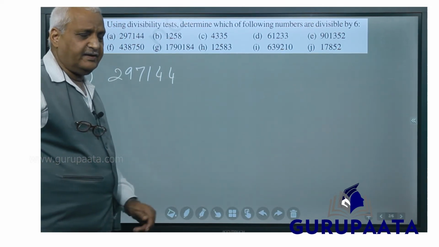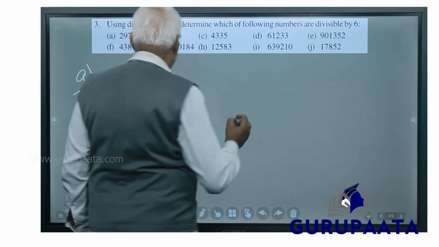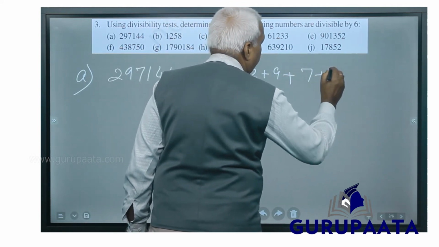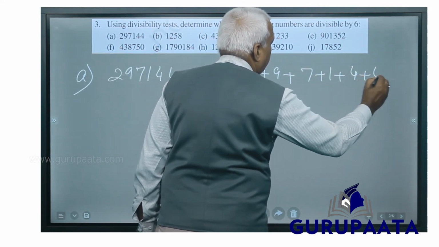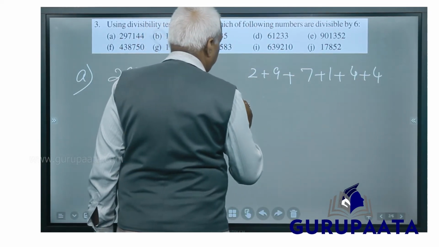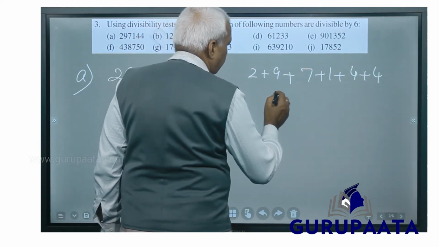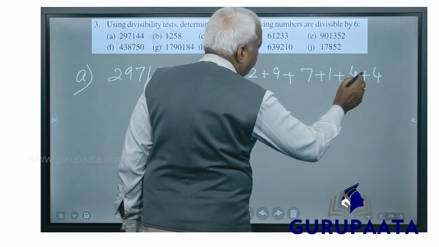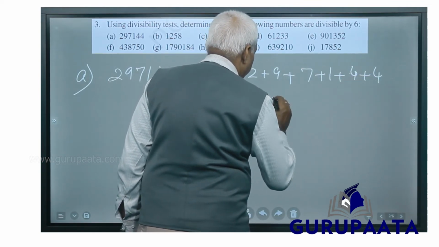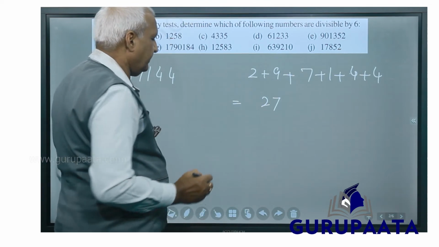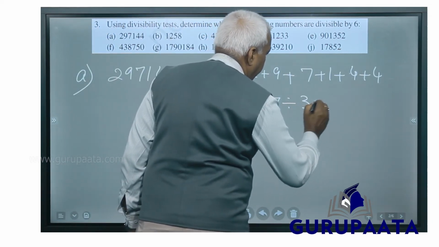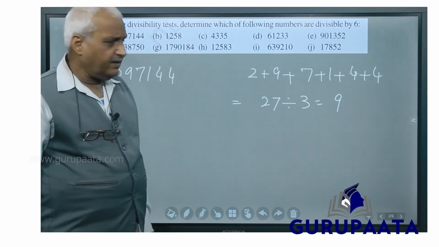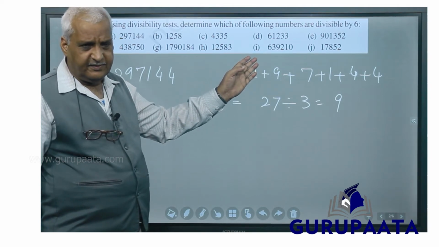297144. Now find the sum of all the digits available in this number. So 2 plus 9 plus 7 plus 1 plus 4 plus 4. That will give you 27. Divide by 3, it is coming 9. 9 is an odd number. So, this number is not divisible by 6.